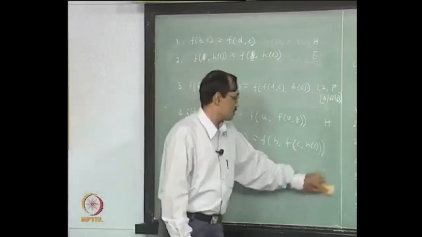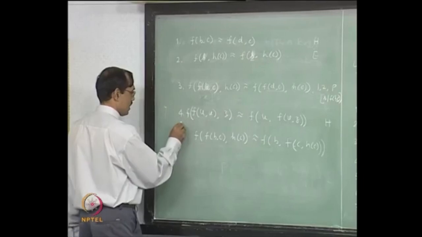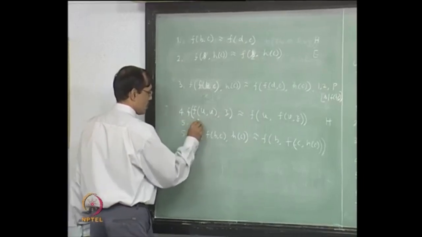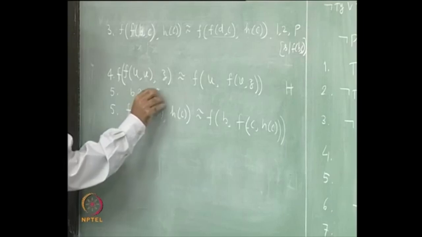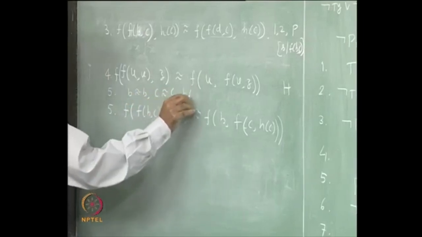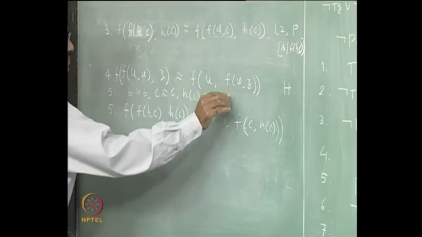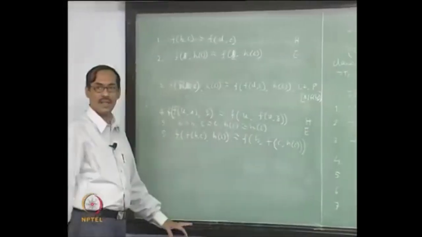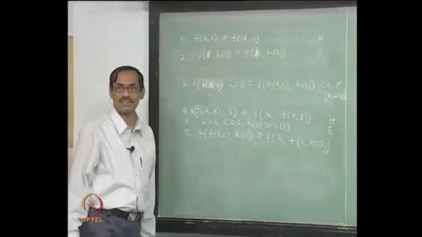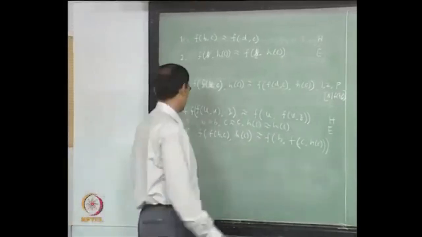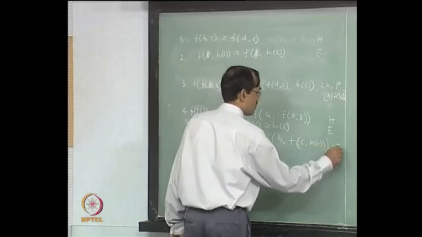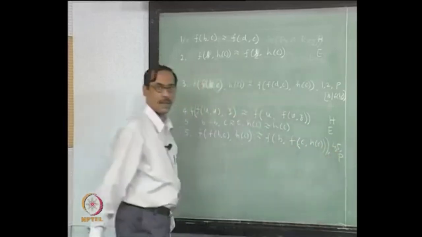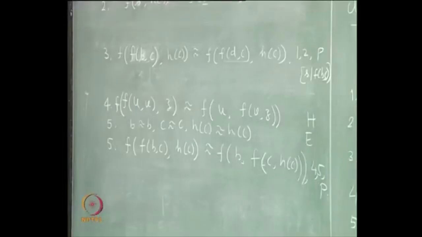So what we do, we will make a shortcut here. We will write phi as b equal to b, c equal to c, h of c equal to h of c, right? We will write equality. Then three times using paramodulation you get this, right. So by paramodulation 4, 5 paramodulation. Okay, clear how this step is going.